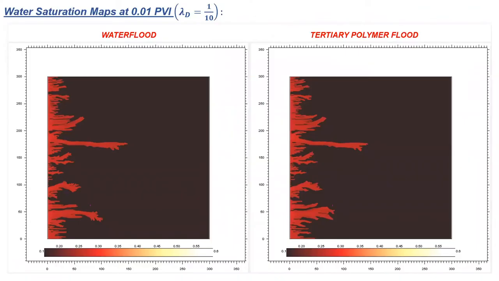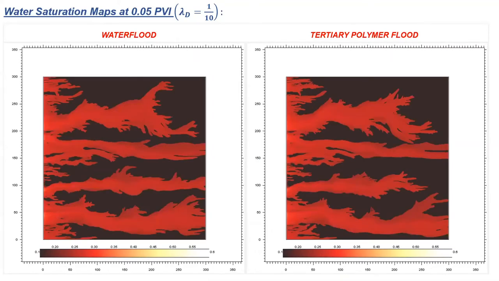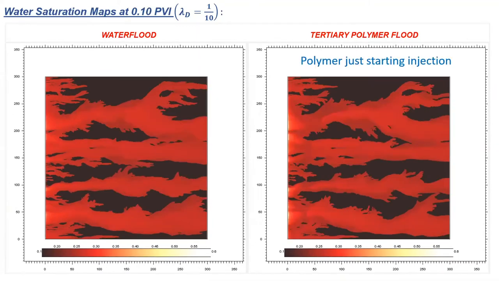Now I'm going to show you clip by clip here. It's not an animation. We've got the animation. This is the tertiary polymer flood, because it hasn't started yet. It started now. So you've got almost the same pattern here. The tertiary polymer flood is just starting. I'm going to run it right through now, step by step.